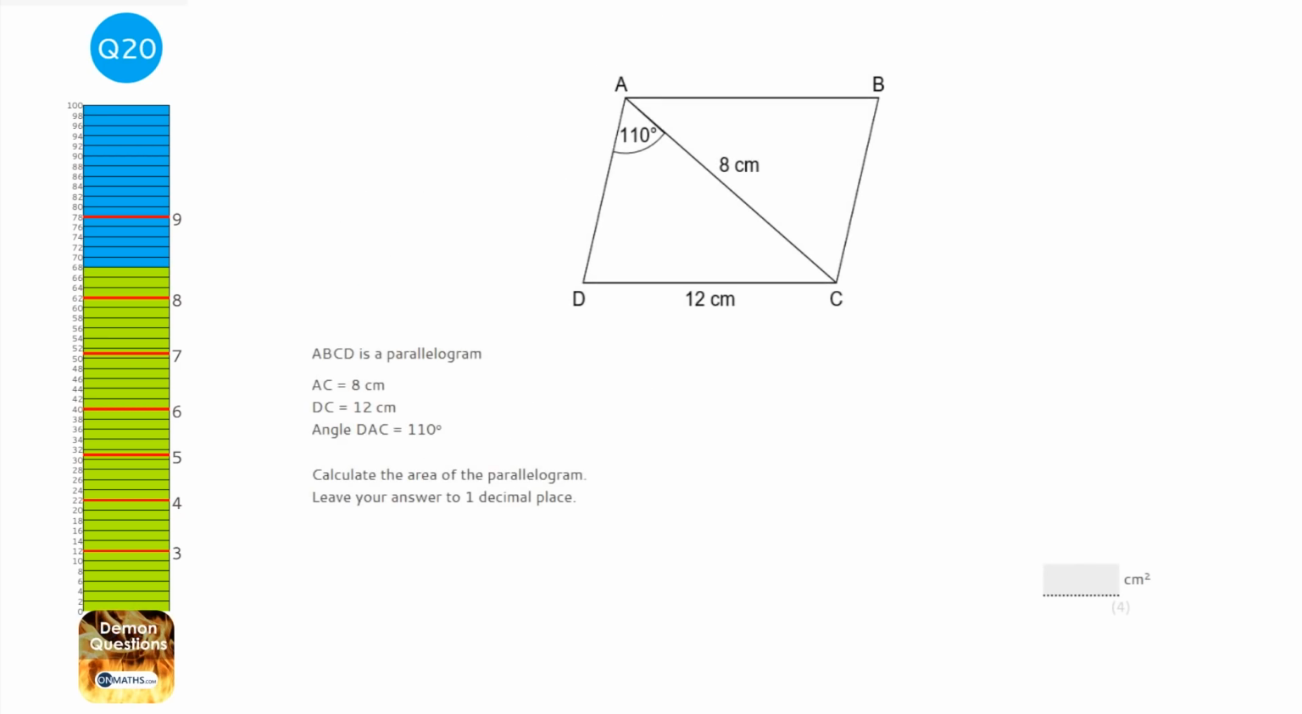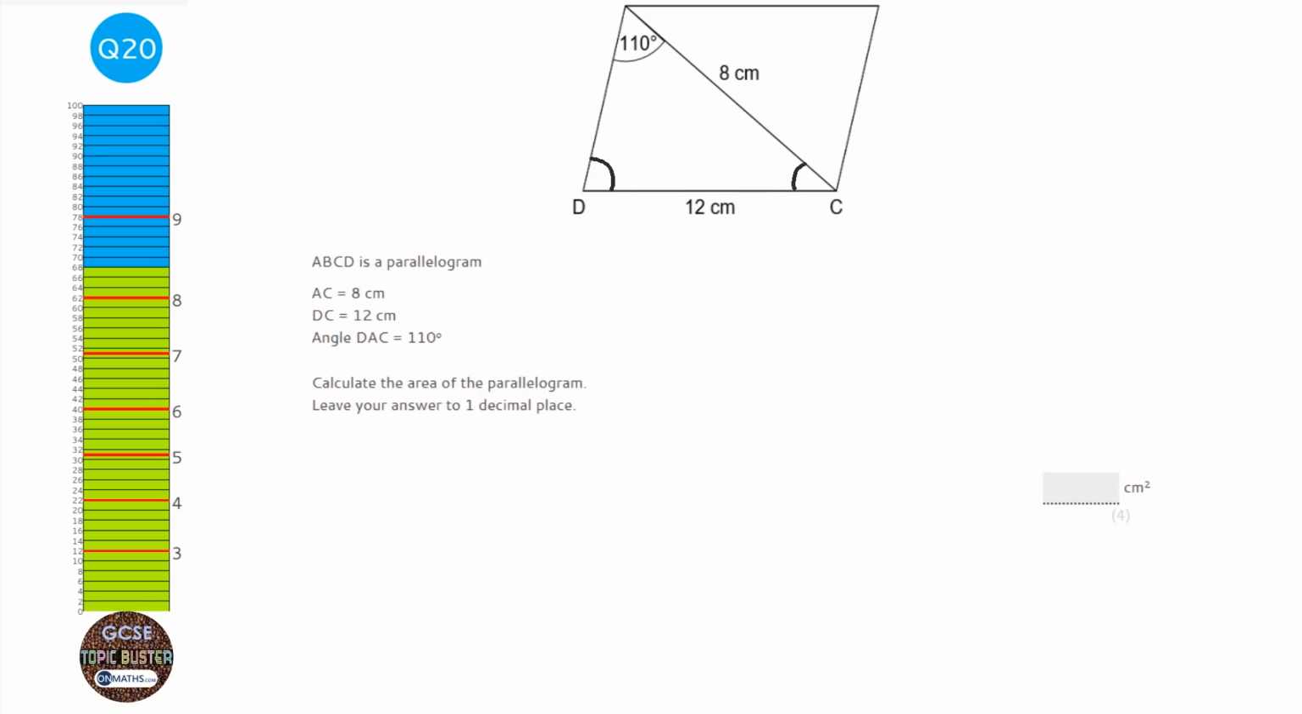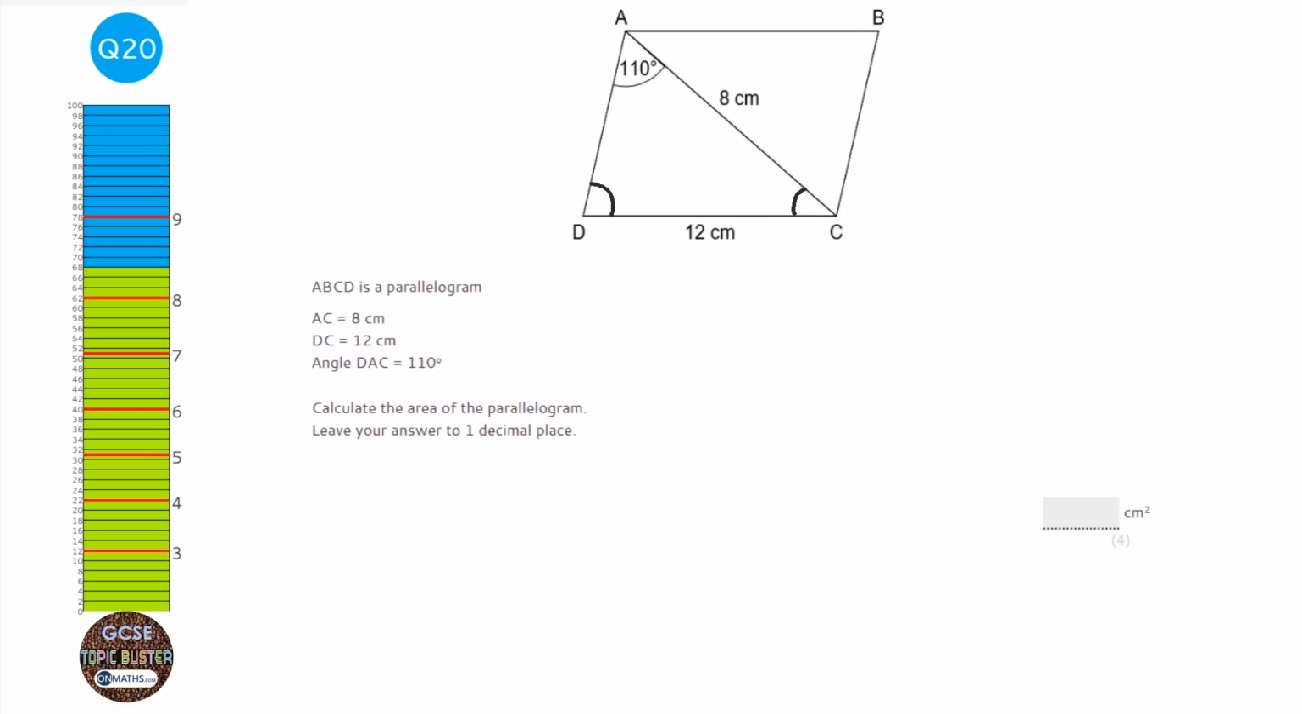There are quite a few different approaches for this question. One thing we can do is try and find length AD by using the cosine rule. And the other approach, which I'm going to use, is to work out this angle here using the sine rule, and then work out this angle here by taking away from 180 degrees. Then when I've done that, I can use the trigonometric area formula. So I'm going to work out the angle I marked first, so that is angle ADC. That's what I want to work out first.